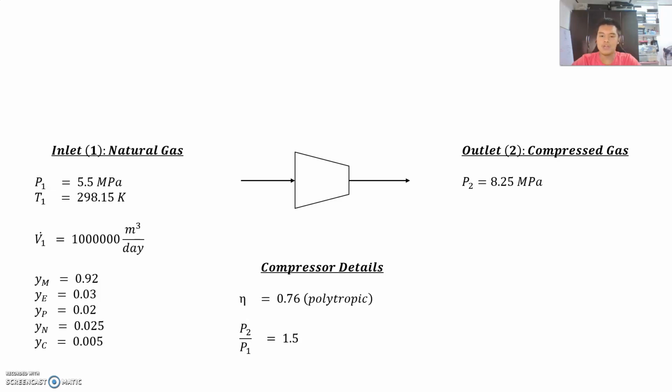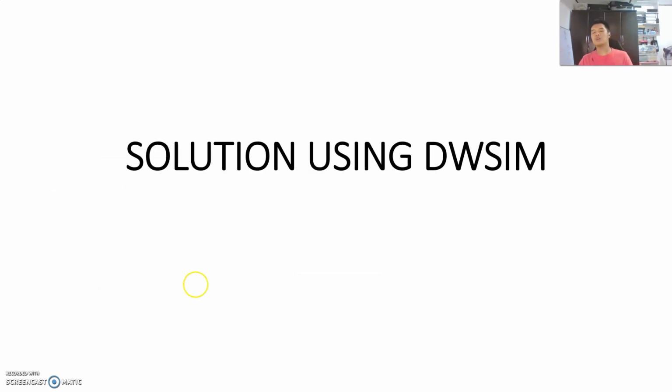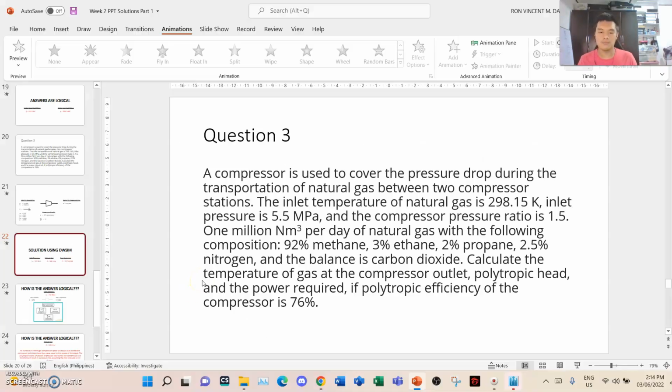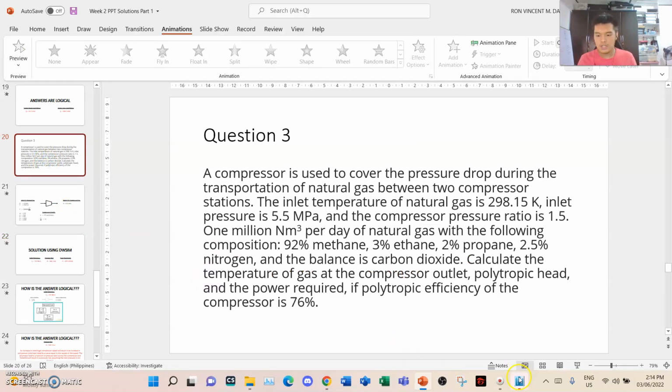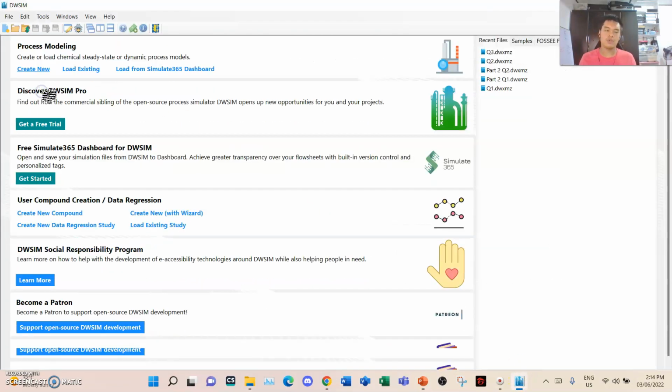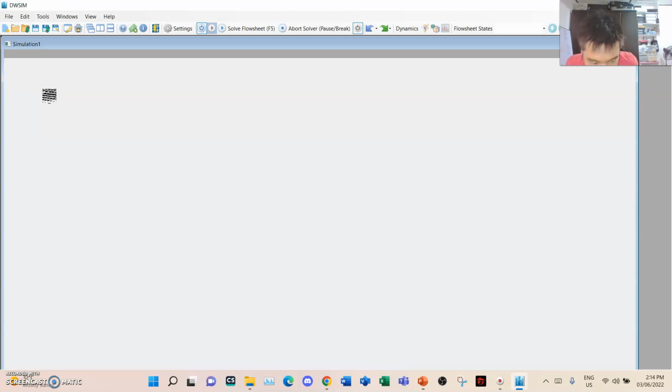Then eta, or the efficiency of the compressor, is 0.76, and we must note it as polytropic. This is very important when trying to solve it using computer simulation. Then we need to solve this problem using DWSim. So to start, let us go to DWSim. We create a new process model.